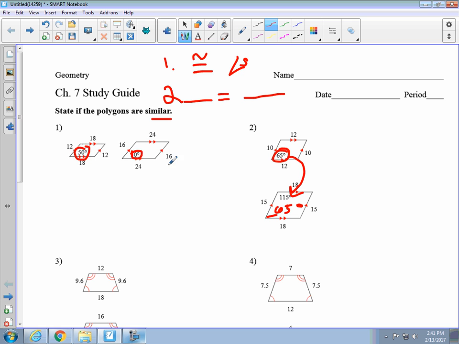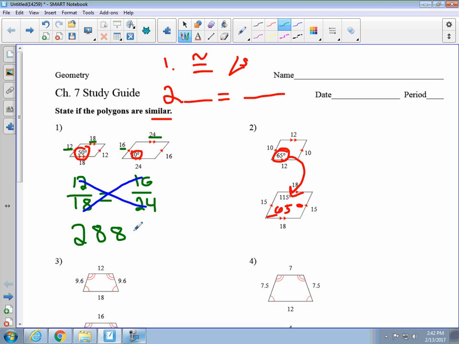As far as setting up a proportion, what you must do is pick the sides that match. So 12 and 16 would go together. This 18 and this 24. And you're going to write a proportion like so. And what you're going to do is multiply by cross multiplication to see whether the product of 12 times 24 is the same as 16 times 18. And it so happens that both multiplication problems give you the number 288.